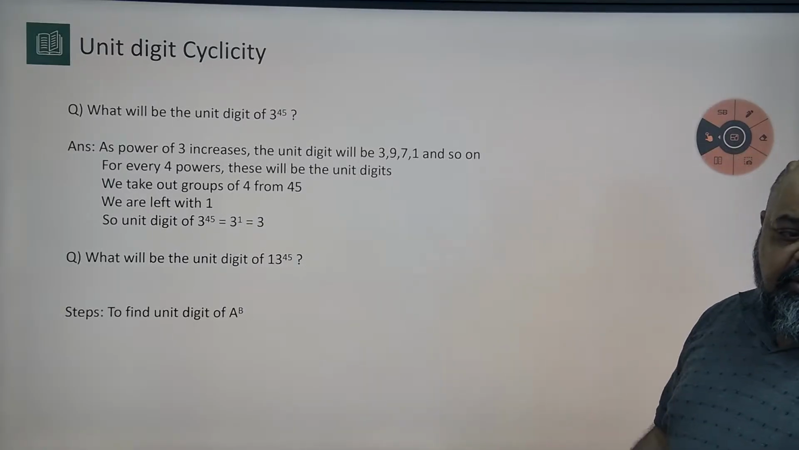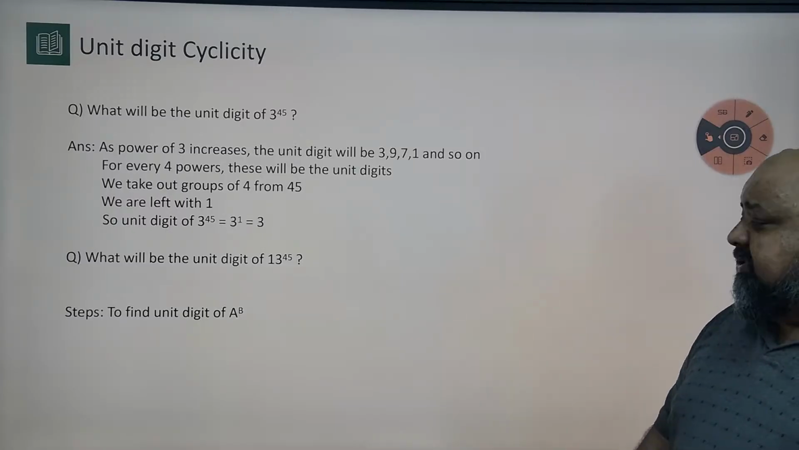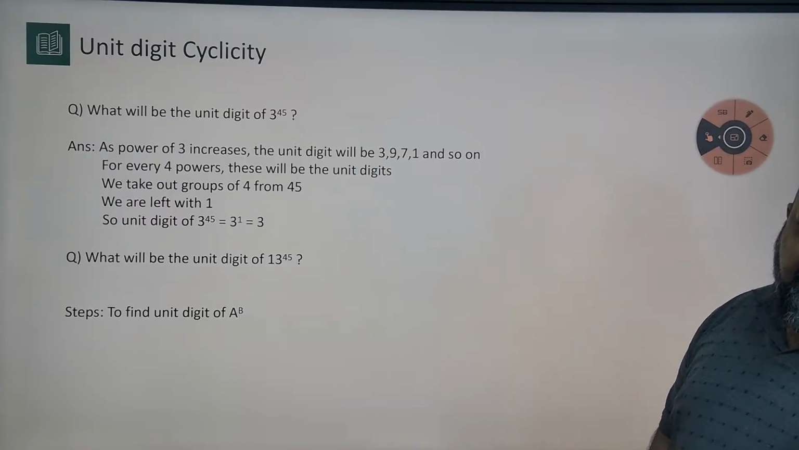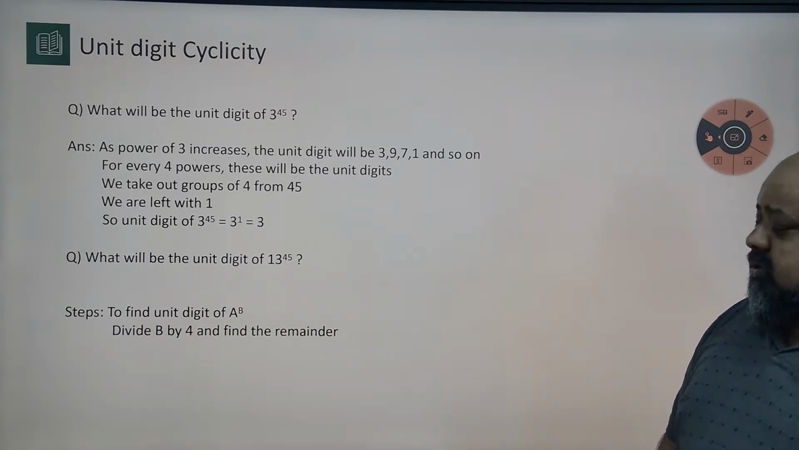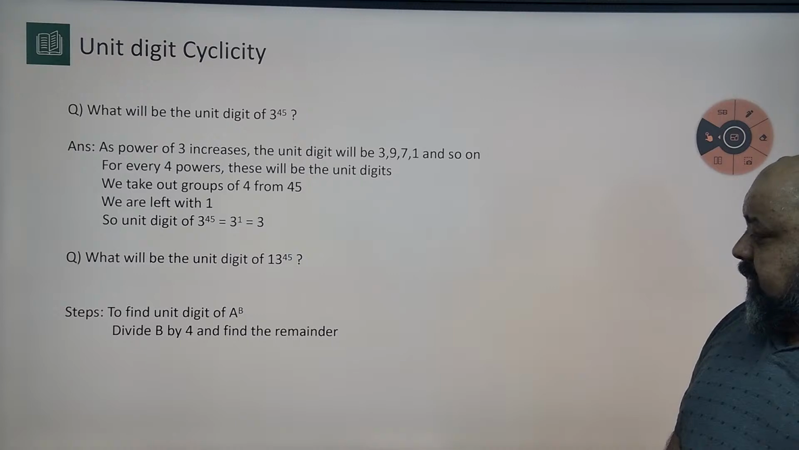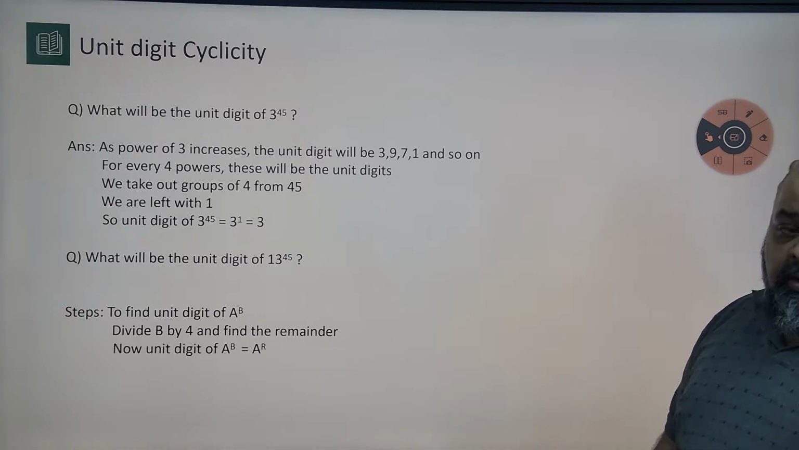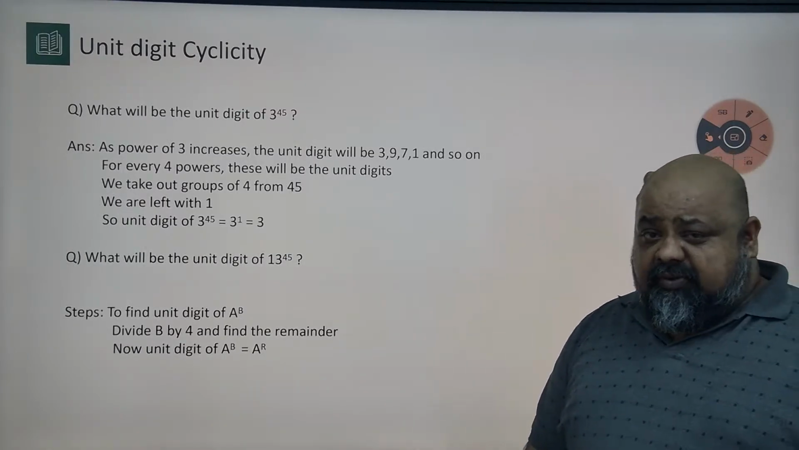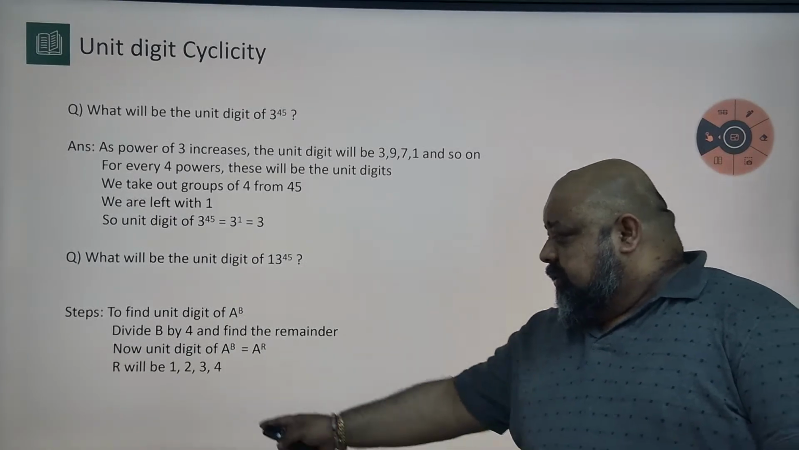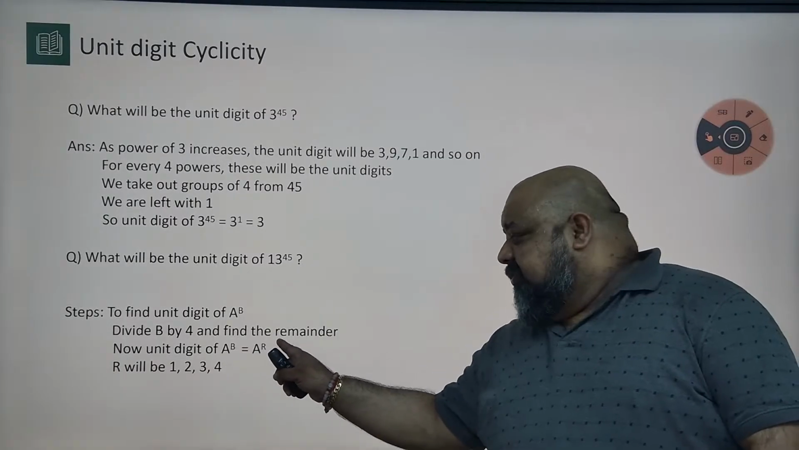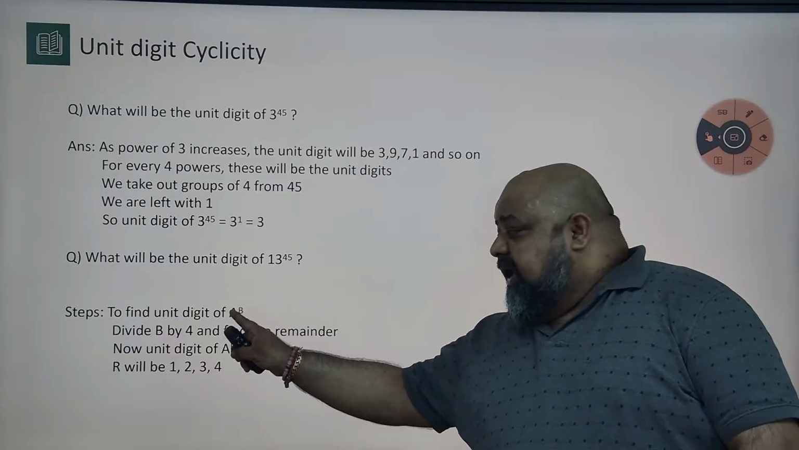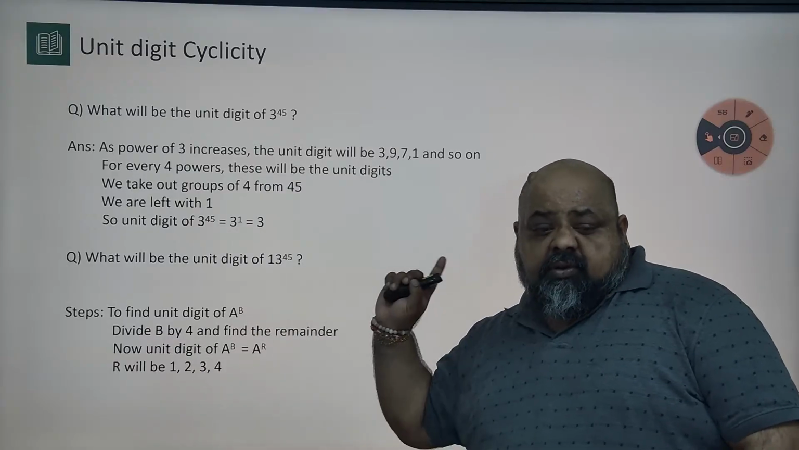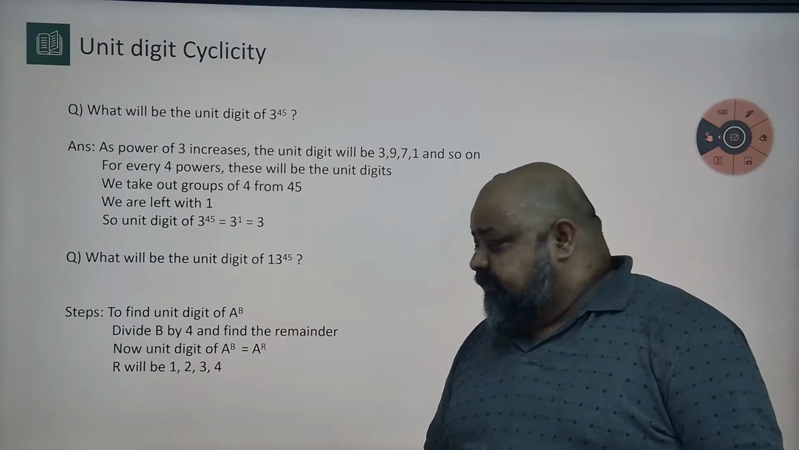So the tens digit of any number will have no effect on the unit digit. So the standard rule becomes, if I have to find the unit digit of a raised to power b, I will divide b by 4 and find the remainder. The remainder could be 1, 2 or 3. If b is divisible by 4, I will take the remainder to be 4, not 0. So a raised to power b will have the same unit digit as a raised to power r. What is r? r is the remainder when b is divided by 4, and the values r can take are 1, 2, 3 and 4. r will be 4 when the remainder is 0.